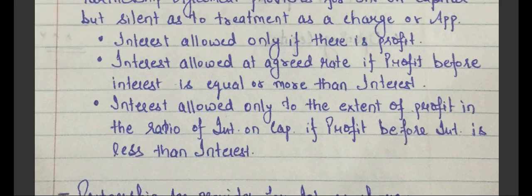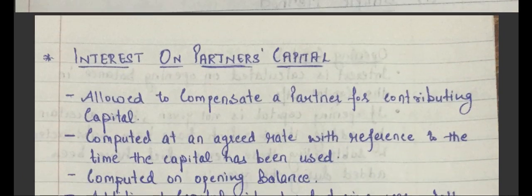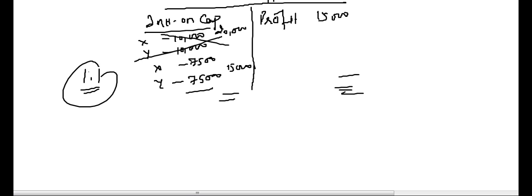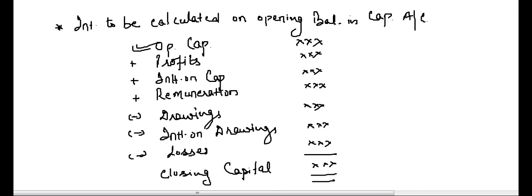Clear? So, these were the few points regarding the interest on capital. That it is allowed to compensate partner at an agreed rate for the time period the capital has been used, to be calculated on opening balance. Be careful with the opening balance, how to calculate the opening balance. Clear? Opening capital, how to calculate, will go reverse with the closing capital. Clear?